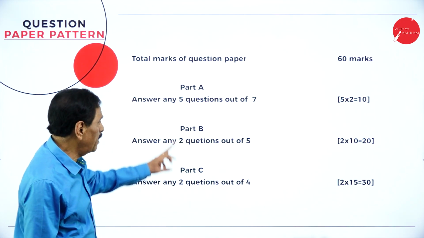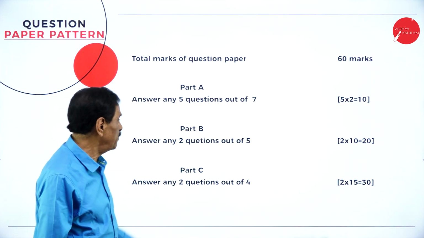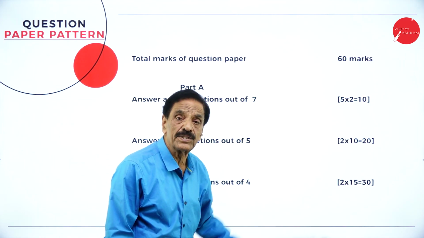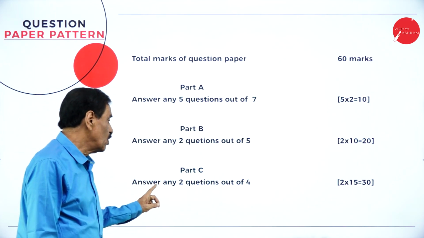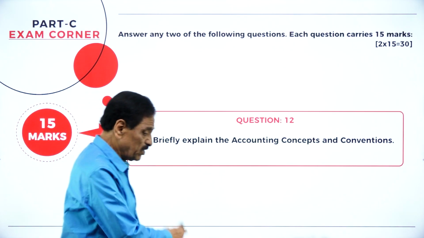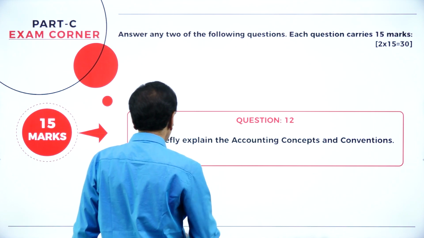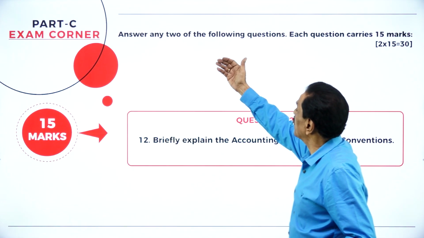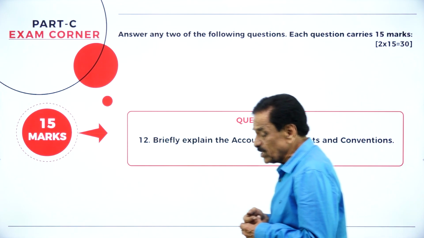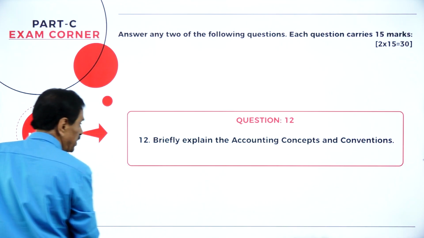I already handled 5 questions out of 7. Then part B, you have to answer any 2, each carrying 10 marks. Then section C, you have to answer 2, each carrying 15 marks. So the first question goes for 15 marks. It will go like this: answer any 2 of the following questions. Each question carries 15 marks. What is the first question going to be? The first question is a theory.